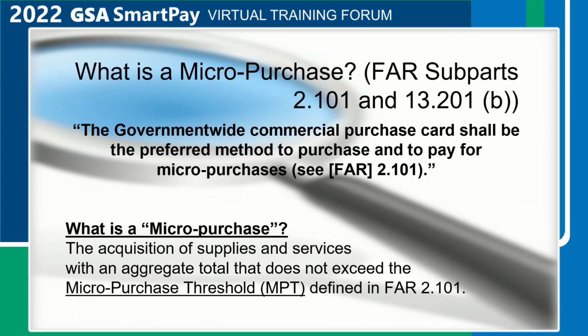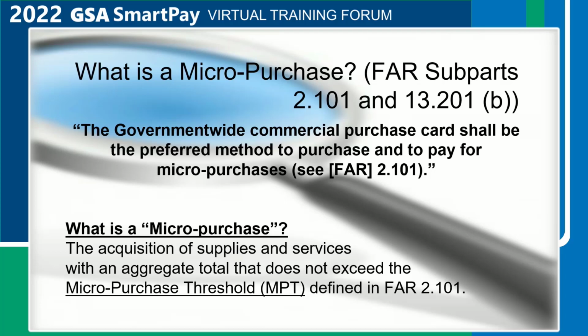What is a micropurchase? The Federal Acquisition Regulation, which I'll also refer to as the FAR, states that the government-wide commercial purchase card shall be the preferred method to purchase and pay for micropurchases. That simple guidance can get a little more complicated when we break it apart.